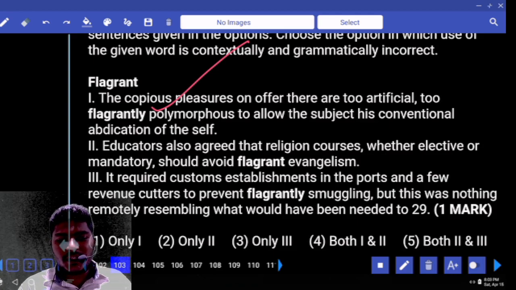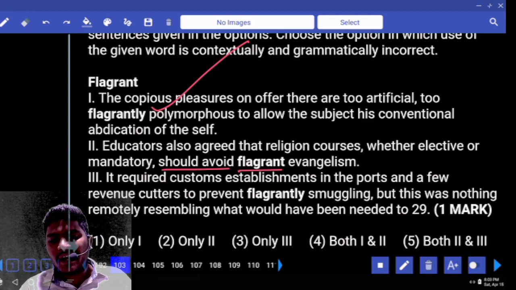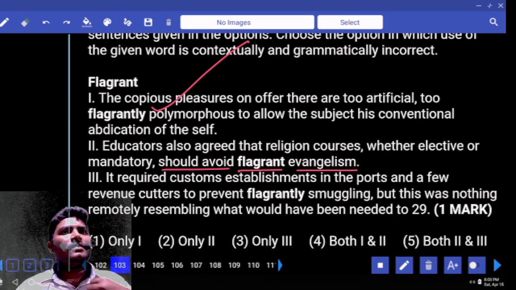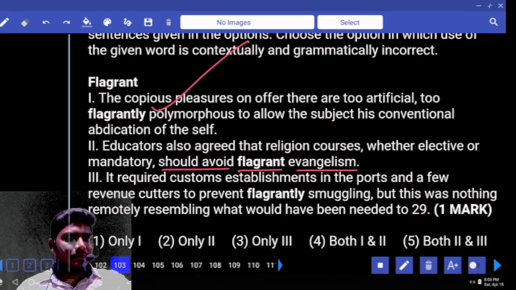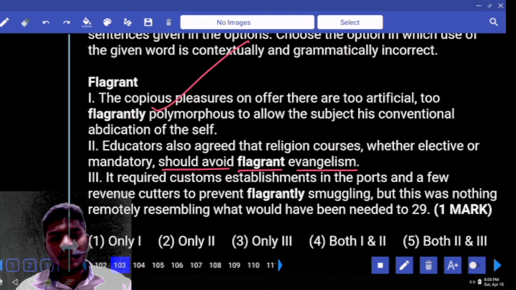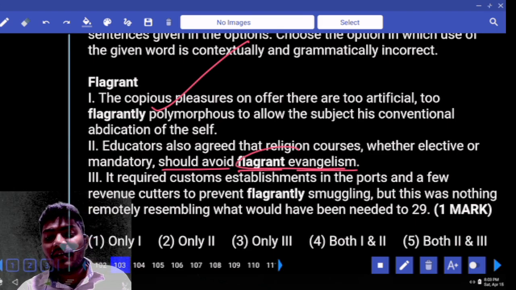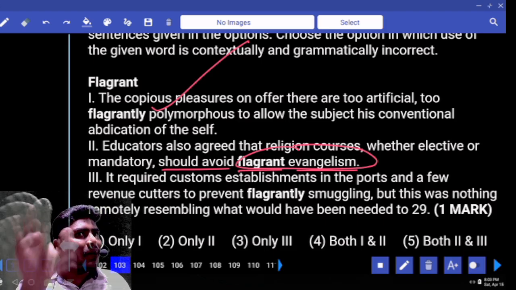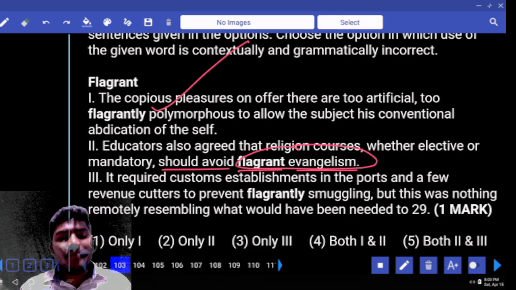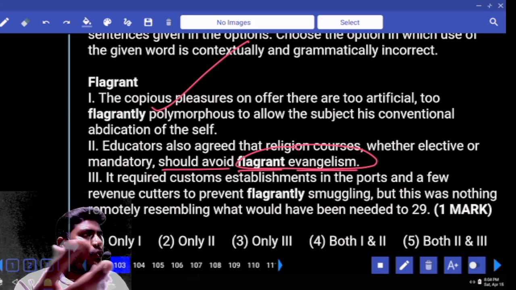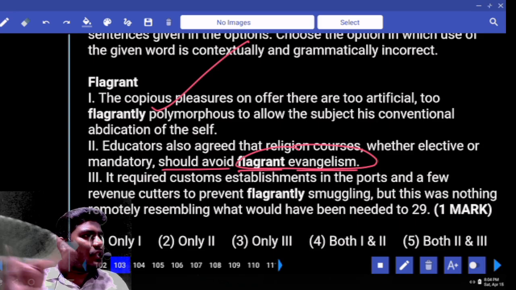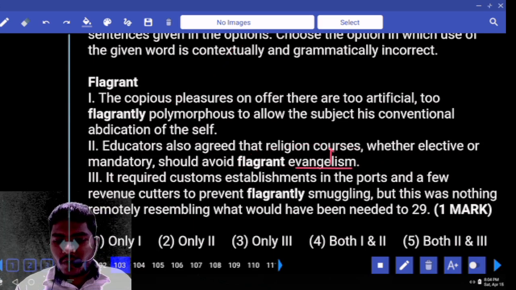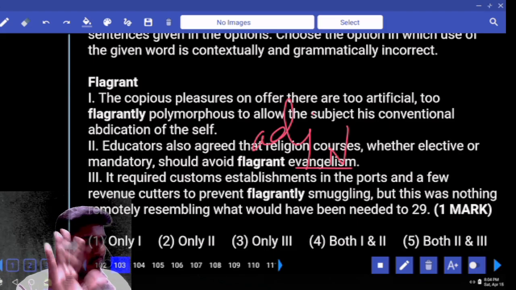First one is fine. Look at the next one. Everybody should avoid flagrant evangelism. Do you know what evangelism is? Evangelism means preaching, religion preaching. But it says people should avoid flagrant evangelism. What does that mean here? It means we should stop negative evangelism, offensive evangelism that abuses and scolds other people. Evangelism is a noun form. Flagrant is an adjective. Parts of speech wise it is good.